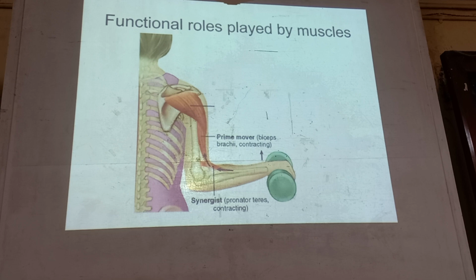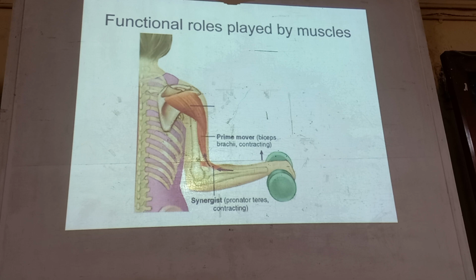Digital flexors cross the wrist joint and the digital joints. Digital extensors cross the wrist joint and the interphalangeal joints of the fingers. Wrist flexors cross the wrist joint, but do not cross the finger joints. Wrist extensors cross the wrist joint, but do not cross the joints of the fingers. Is it clear? Now let us say you want to make a powerful fist.